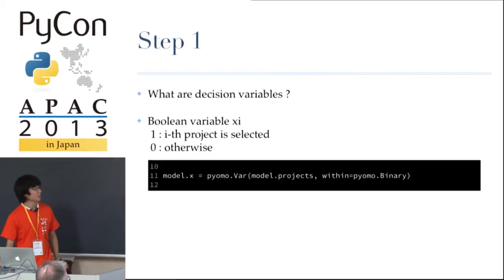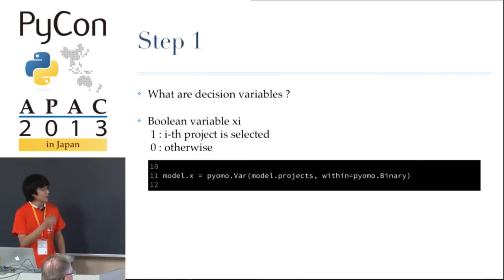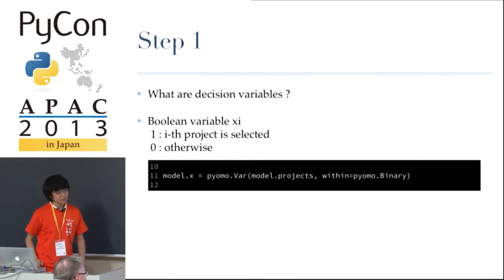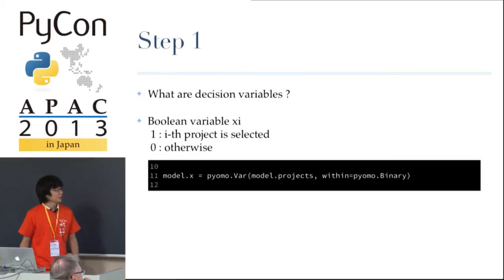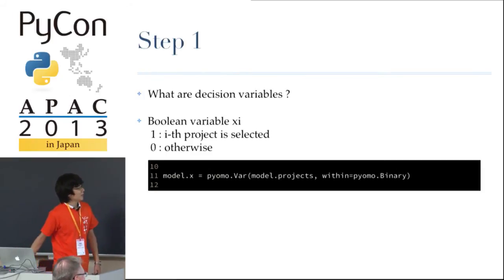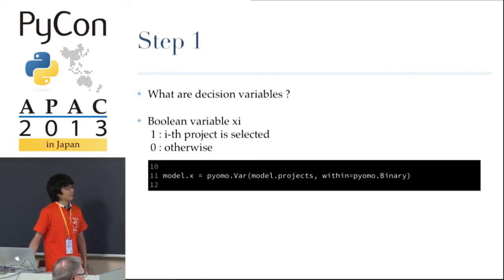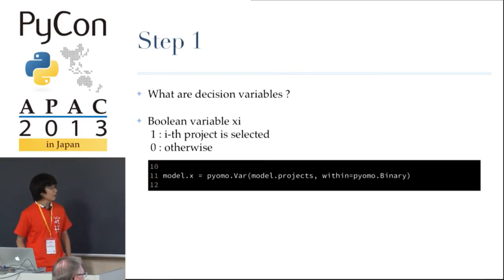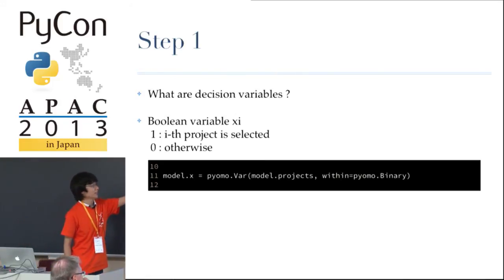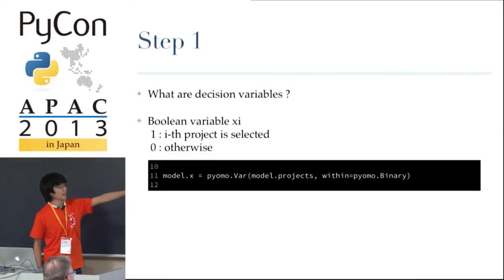To solve this problem, first I decide what the decision variables are. Now I use discrete variables, especially Boolean variables. They have the values 0 or 1. If xi is 1, the ith project is selected, and otherwise it is 0.